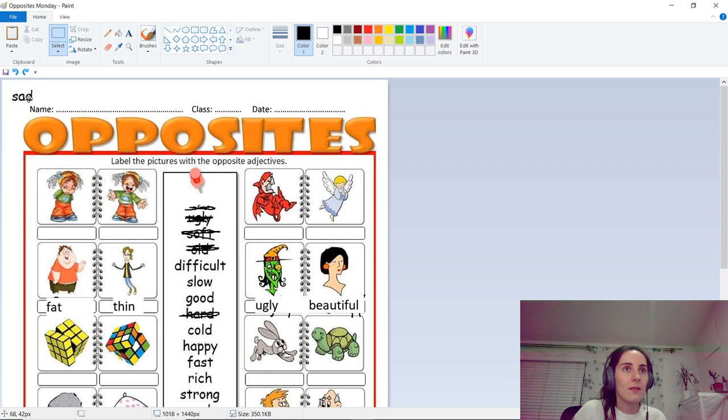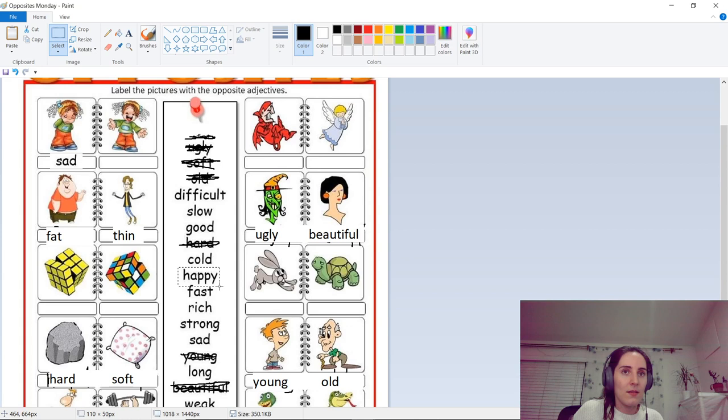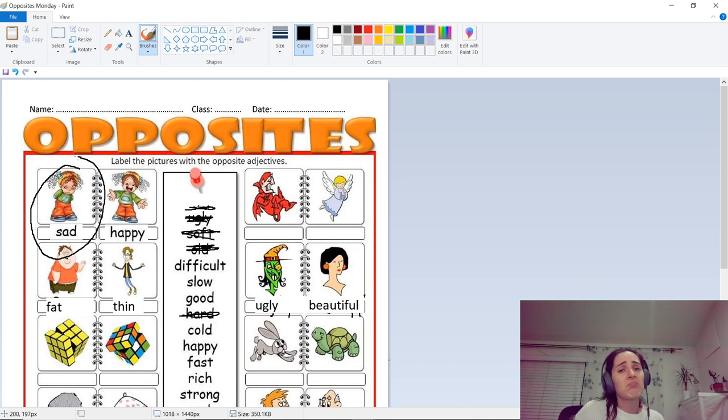Sad. What's the opposite of sad? Happy. Of course. She is sad, but she is happy. Let's find happy. Happy, happy. Here. I found it. Okay. Let's put happy under this girl. All right, now we have sad and happy. Nice. I think that one was a little easy. Let's do another one.